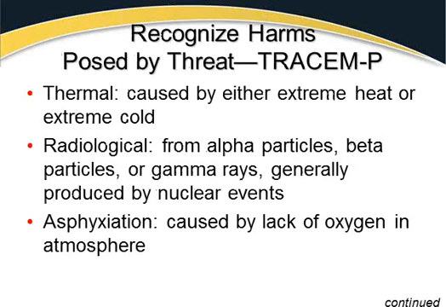So to recognize some of the harms posed by that threat, they have another acronym for us to use, the TRACEM-P. Thermal, which could be either extreme heat or extreme cold, being a significant source that could potentially cause harm. Radiological, so alpha, beta, gamma rays produced by nuclear events.